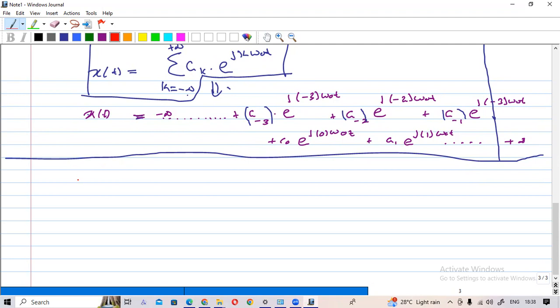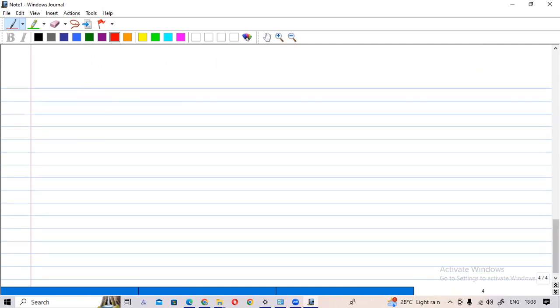Now we are mainly focusing on discrete time signals. So you need to know the discrete time complex exponential Fourier series representation. This is what you should know.